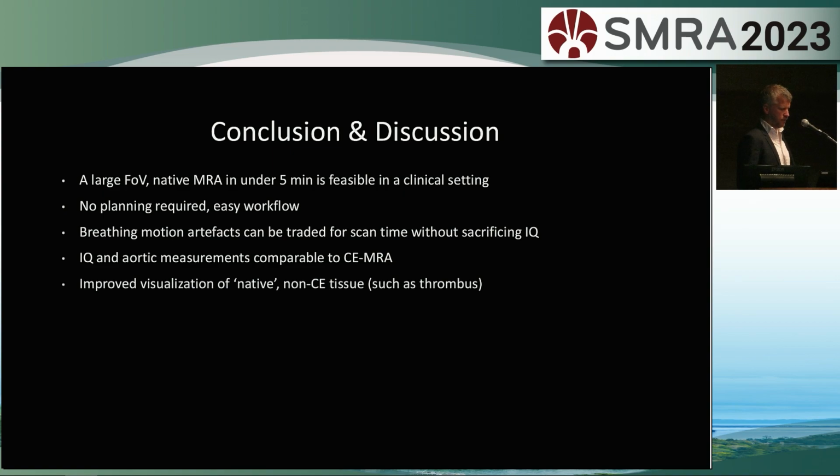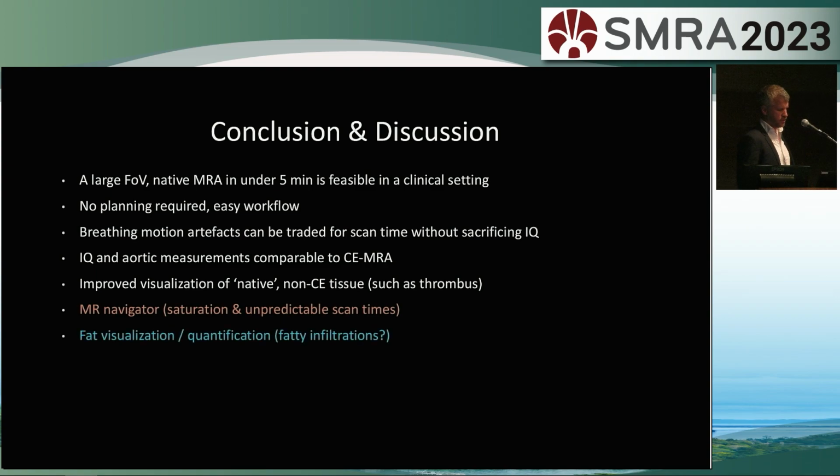We saw some improved or different visualization of the non-CE tissue. As a clear limitation, we're still using this classical MR navigator, which shows saturation bands, as you saw, but also comes with an unpredictable scan time, so we're working on that to improve it. What I haven't touched on, but which could be an interesting approach, is also to look at the fat images and to see things that possibly you wouldn't see on a fat suppressed image.